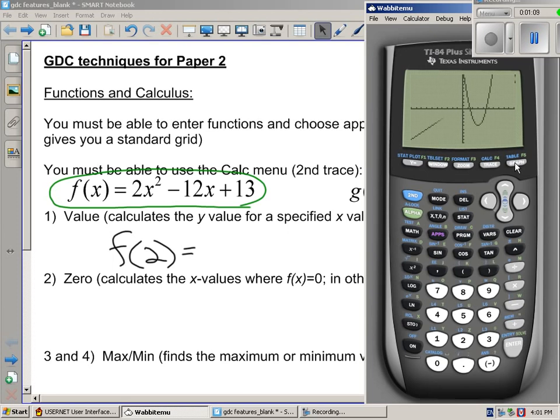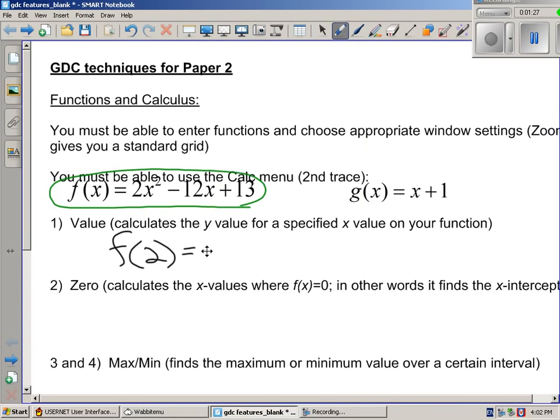Okay, there it is. It's a parabola. We're not surprised. I also have another graph g on there. But I can go and find the value for f at 2. So I just go second calc 1. I want the x value of 2. And it gives me a y value of negative 3. So that's pretty slick.